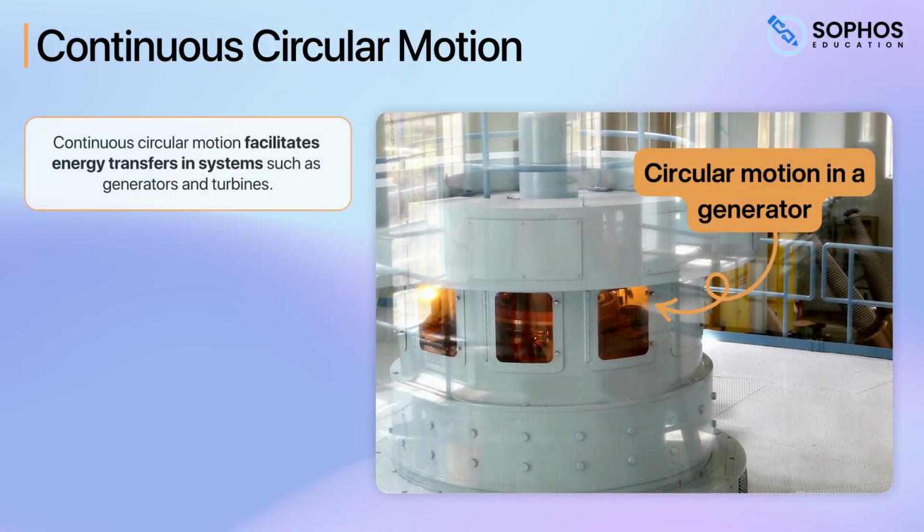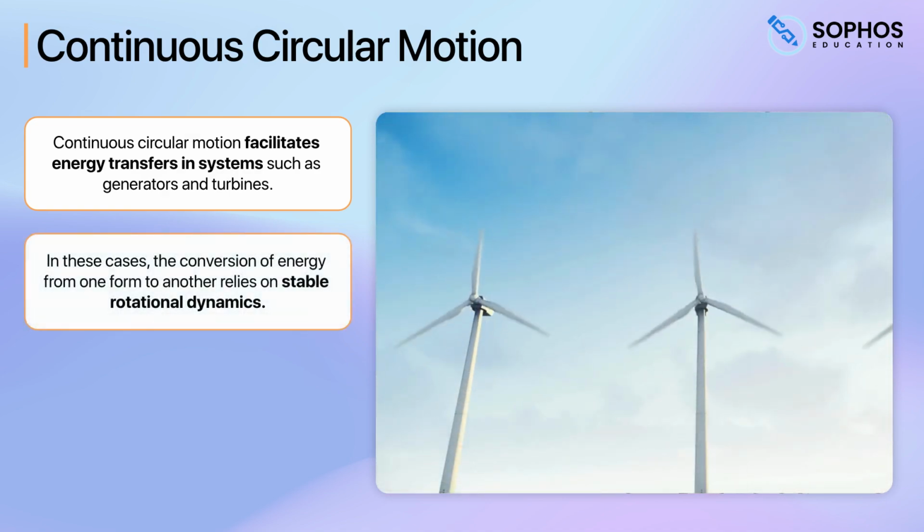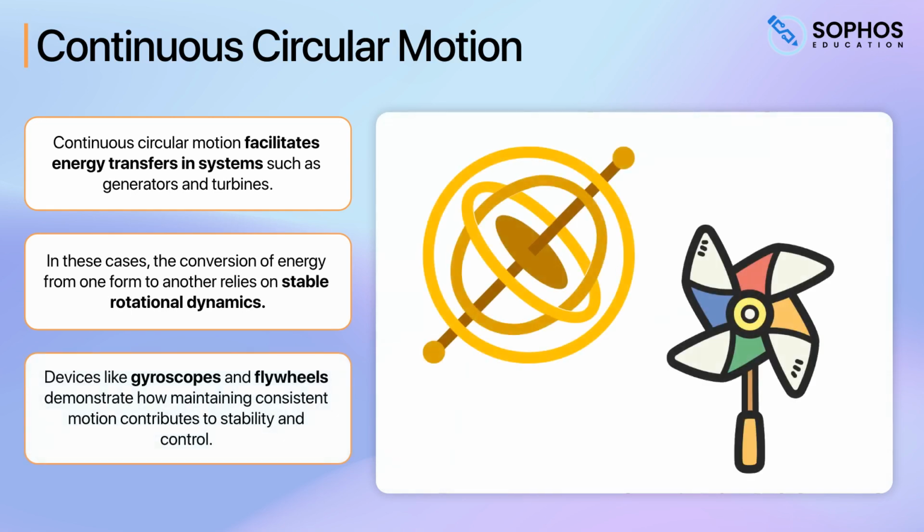Moreover, continuous circular motion facilitates energy transfers in systems such as generators and turbines. In these cases, the conversion of energy from one form to another relies on stable rotational dynamics. Additionally, devices like gyroscopes and flywheels demonstrate how maintaining consistent motion contributes to stability and control. Understanding the need for continuous circular motion prepares us to delve deeper into how electric motors achieve this goal.